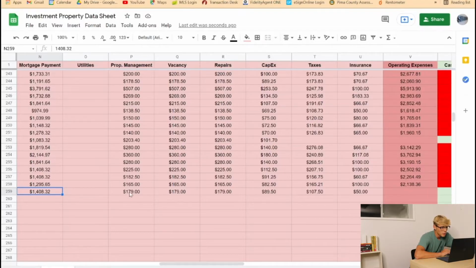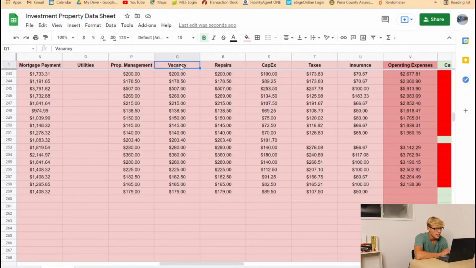Our property management, if you are not going to live in the property, then you're probably going to pay a property management fee unless you want to manage it yourself, or if you live in the property like I do, you kind of just manage the place on your own. Typically, property managers cost around 10% of the gross rent per month. Okay, so this comes out to $179 per month.